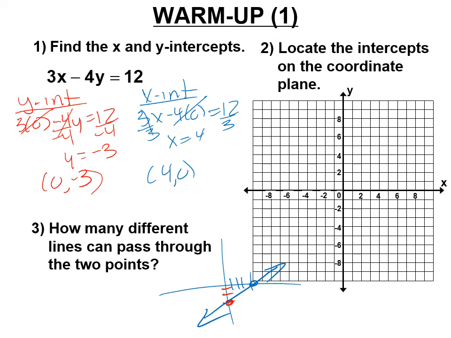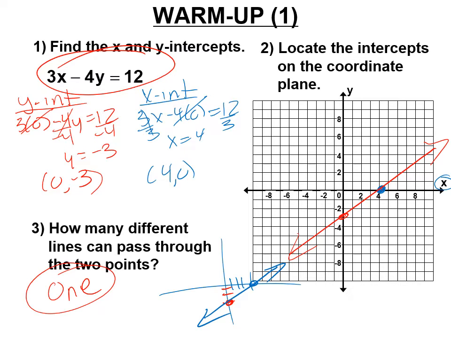Done. All right. And so I'll do it on the grid. 4, 0 is the x-intercept. It's on the x-axis. 0, -3 is the y-intercept. Use a straight edge. And there you go. That's the line that 3x minus 4y equals 12 makes. So how many different lines can pass through those 2 points? One. There is one and only one line that passes through any 2 points. Oh, there it is again. I had already plotted it.